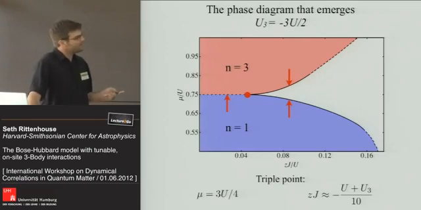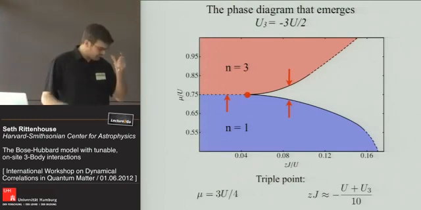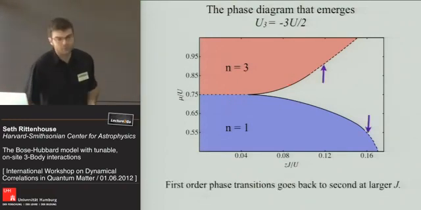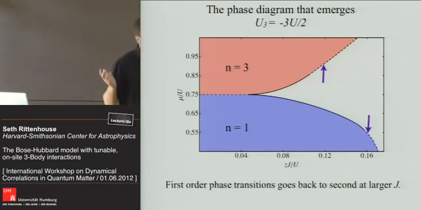And that's all good. But then eventually, if you make J large enough, you make it very favorable to start hopping around, the phase transition turns back to second order and goes back to being normal. So this is the phase diagram we've gotten at mean field theory.